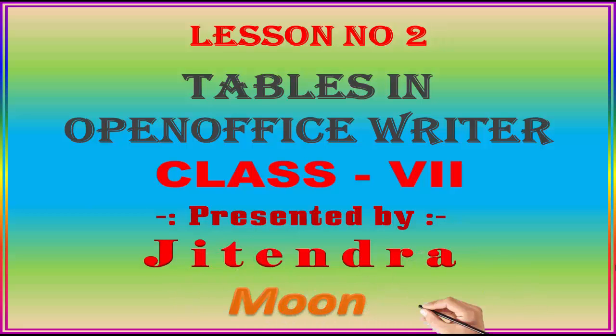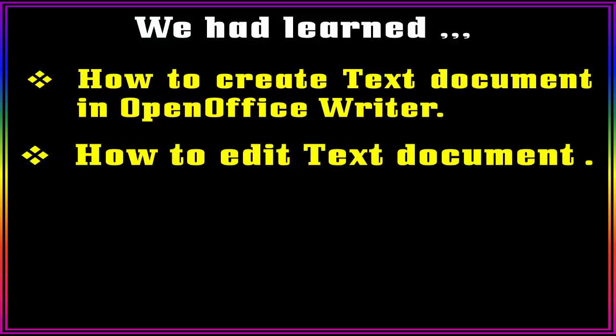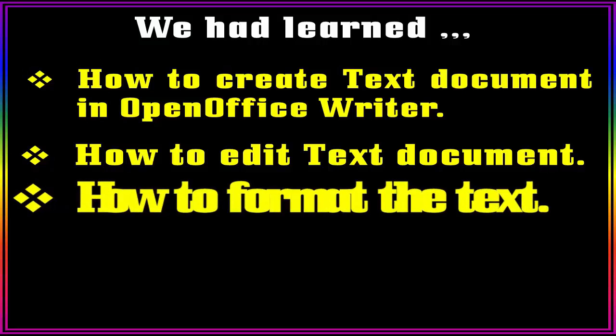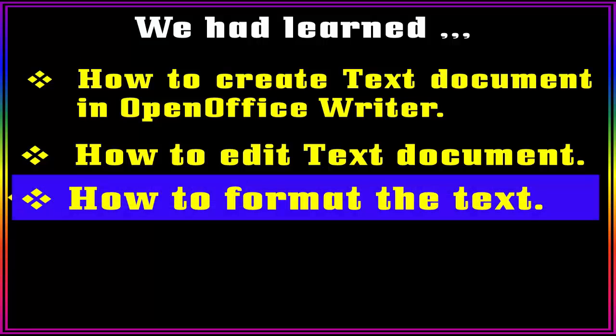We know that OpenOffice Writer is a word processing application software. In the last year, 5th standard, we have learned some features of the OpenOffice Writer like how to create the text document, how to edit them, and how to apply the formatting on the text. For example, how to apply the bold, italic, underline style on the text, how to change the background color, how to change the foreground color, that we had seen in last year.